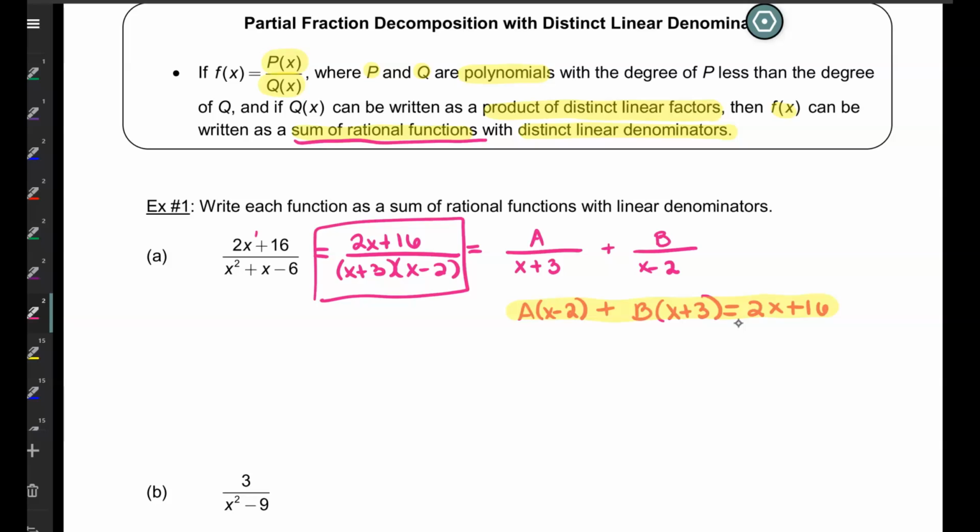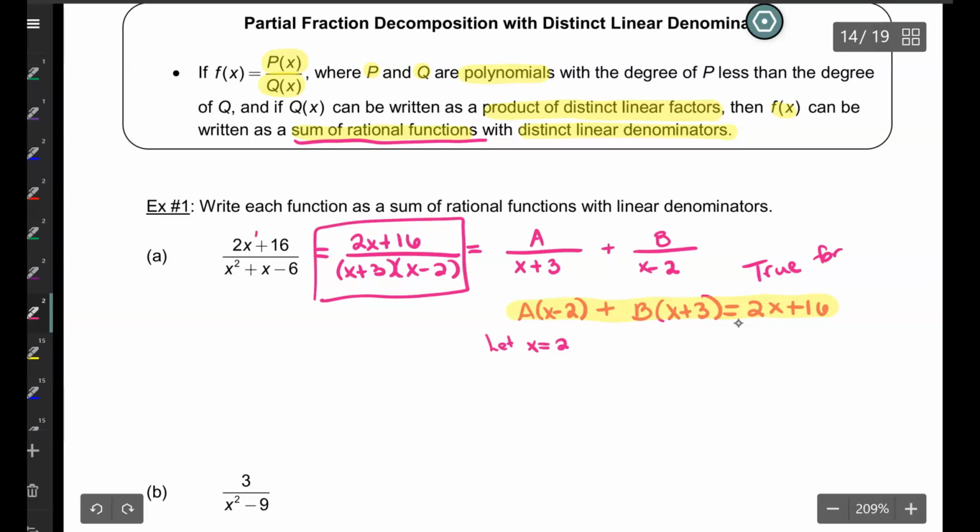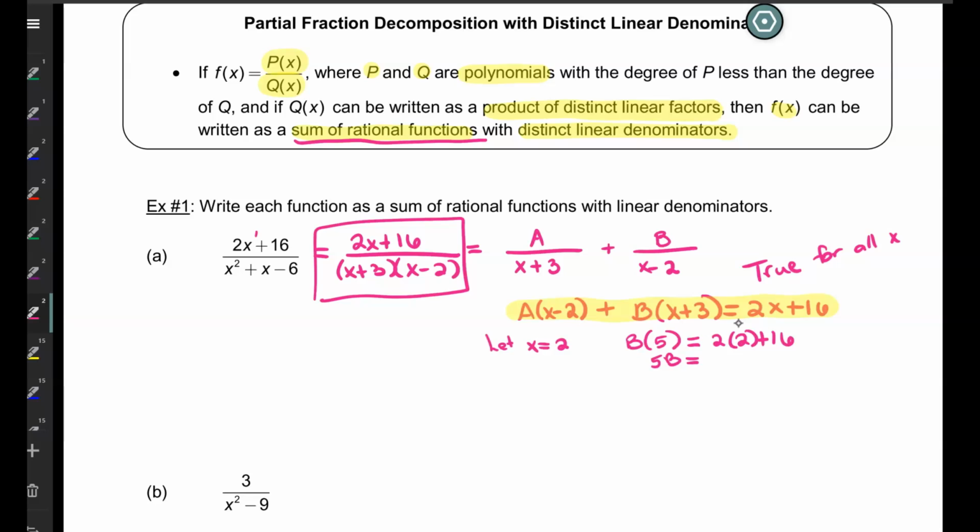Now, this is going to be true for all reals, for all values of x. So I am going to let x equal positive 2. Again, this is true for all x, so I can make x equal to anything. Now, why would I pick 2? Well, it wipes out that first term, right? That would be a times 0. And then let's see what happens here. This will be 2 plus 3, so that'll be 5. And then on the right side, 2 times 2 plus 16. So I'm going to have 5b equals 20, which implies b is equal to 4.